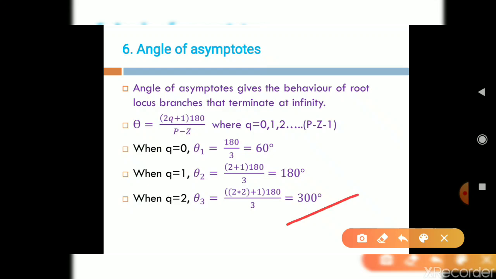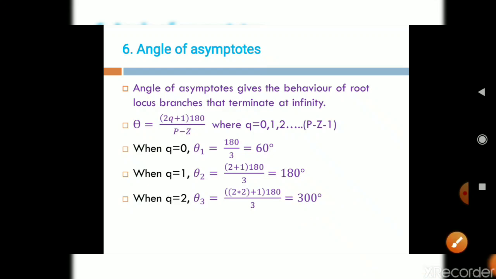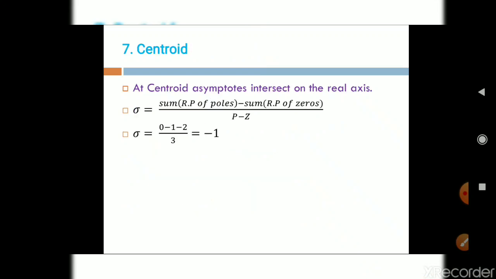Now I have the number of asymptotes, 3, and the angles of asymptotes: 60 degrees, 180 degrees and 300 degrees. But I don't know from which point the asymptotes should be drawn and from which point I will measure the angles. For that I need to find the centroid, which is present on the real axis, and from that centroid I can measure the angles and plot the asymptotes.